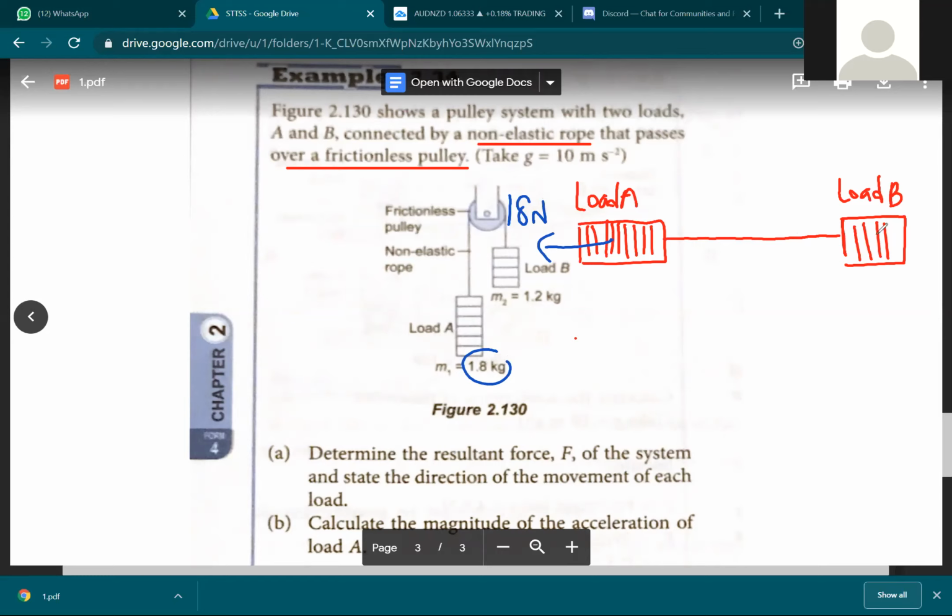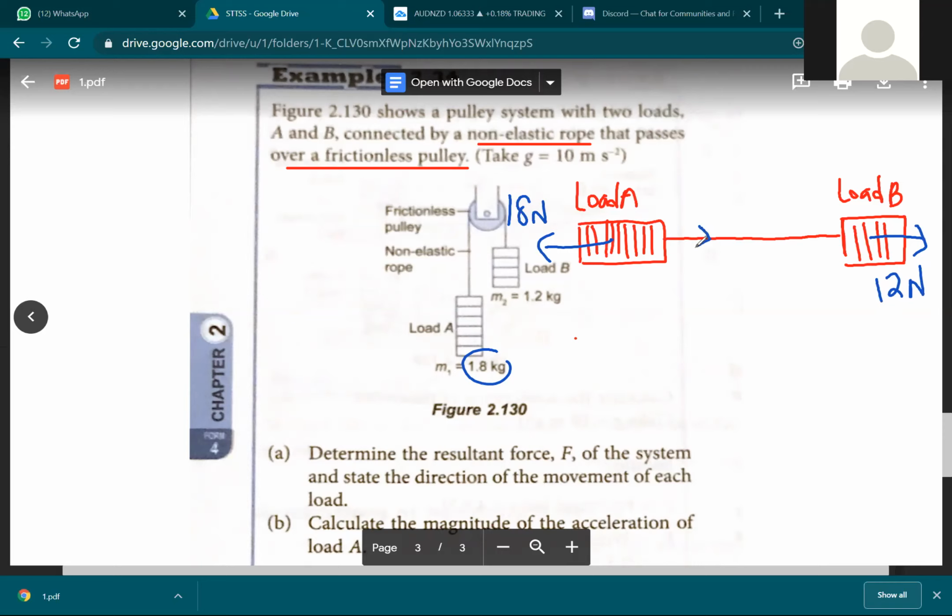Okay, on the other side, load B also has its weight acting to the right. So the weight of B is 12 N. Okay, you just imagine the whole system. So 18 and 12 are their weights. Okay, now in between, you have tension here, right?